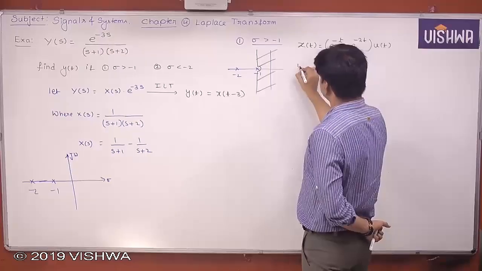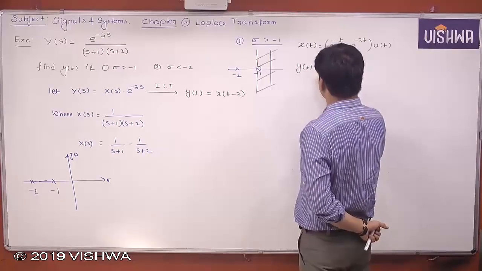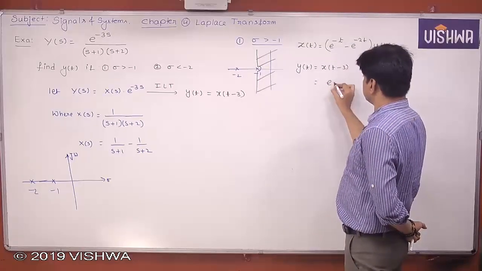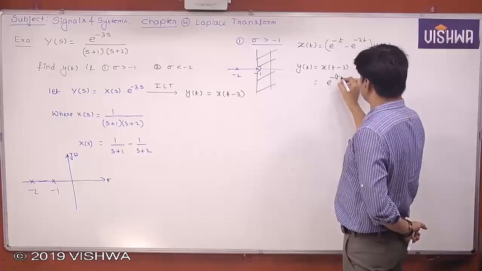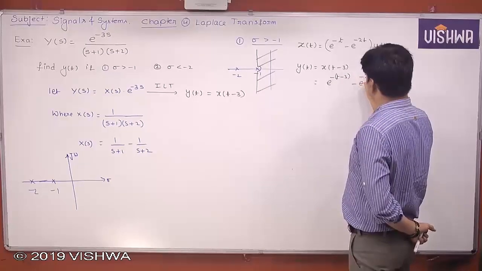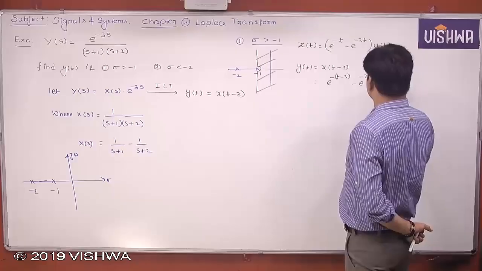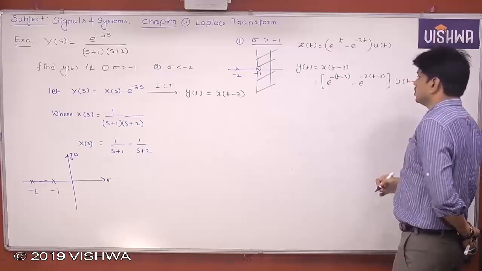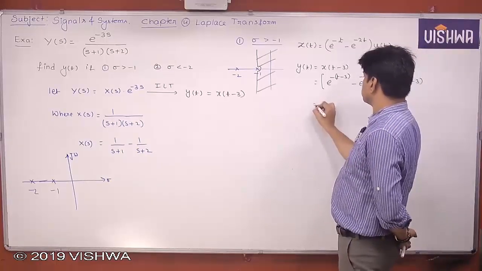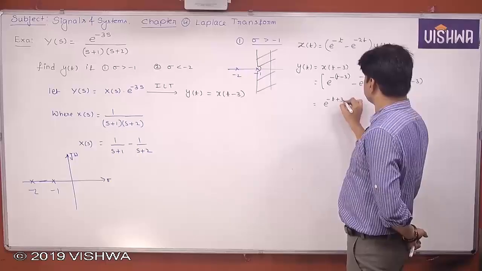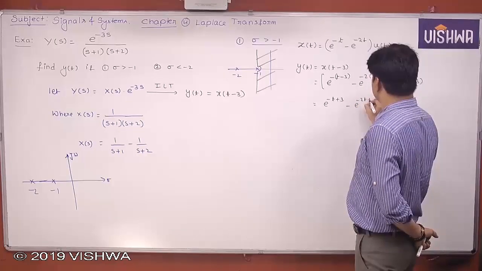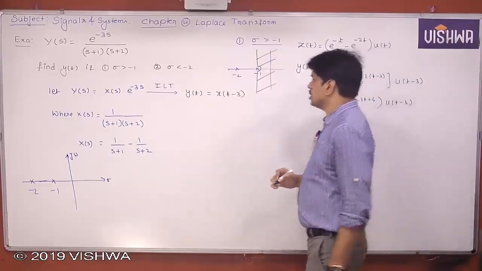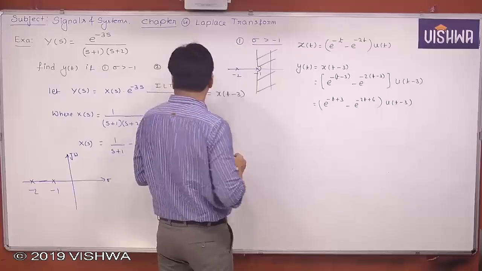Then what is y of t? Which is x of t minus 3. Wherever t is there, that has to be replaced with t minus 3. That is e power minus t minus 3, e power minus 2 t minus 3, u of t minus 3. So this is what the expression. You can still simplify this: e power minus t plus 3 minus e power minus 2t plus 6, u of t minus 3. So that's what the expression if sigma is greater than minus 1.